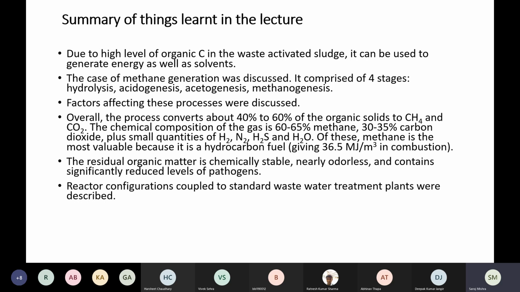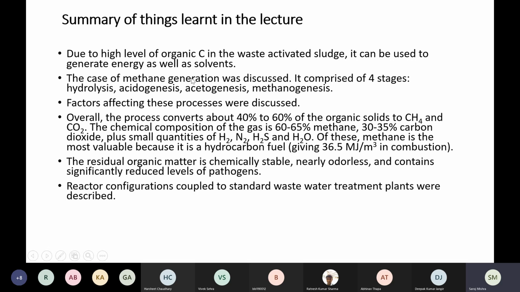Okay, so a quick summary of things which we have learned in the lecture: due to the high level of organic carbon in the waste activated sludge, it can be used to generate energy as well as solvents. Why do I say solvents? Can anybody answer that question? So please remember that chemistry which I showed you. The fermentative bacteria also produce acetone and butanol in that biochemistry. And if we can harvest acetone and butanol, these are very, very precious solvents. So again, the process is the same. That is, during anaerobic digestion, energy (methane) can be produced and you can have acetone and butanol formed.